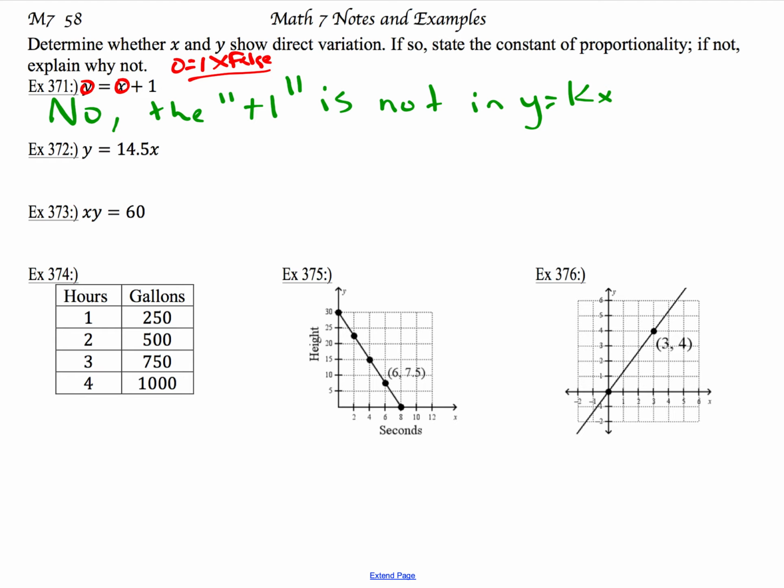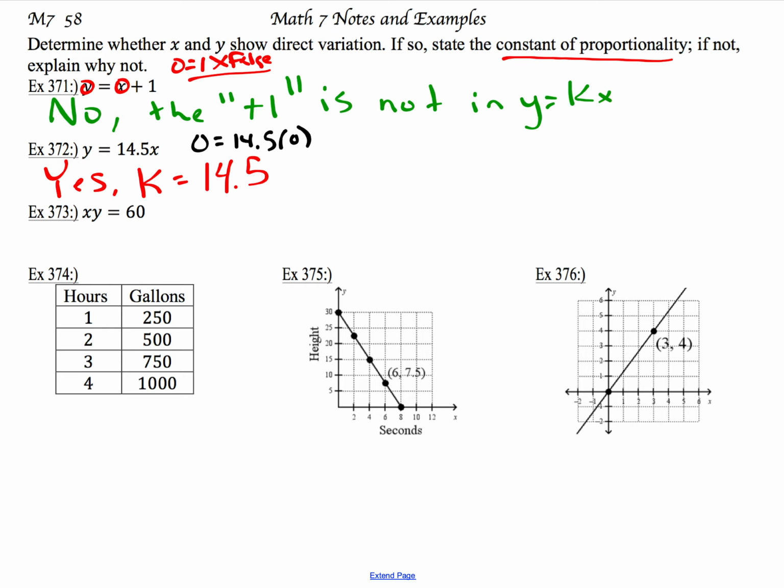Y equals 14.5x. All right, on this one, it's looking pretty good. It's y equals a number times x. That's actually exactly what it needs to be. My explanation, I'm going to state the constant of proportionality. Well, the constant of proportionality here is just 14.5 because it looks exactly like y equals kx, where k is just 14.5. Another thing that you can notice here, if I plug in 0 for y and I plug in 0 for x, I get 0 equals 0, proving that it goes through the origin.